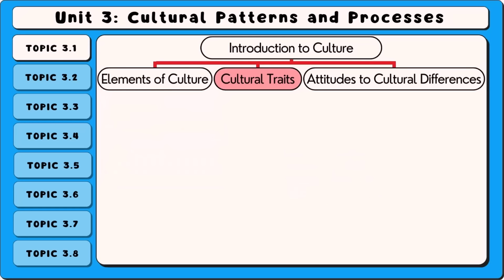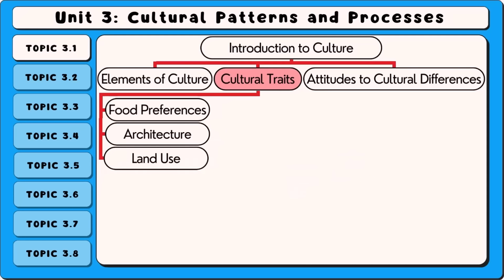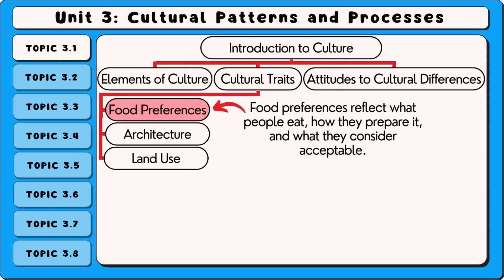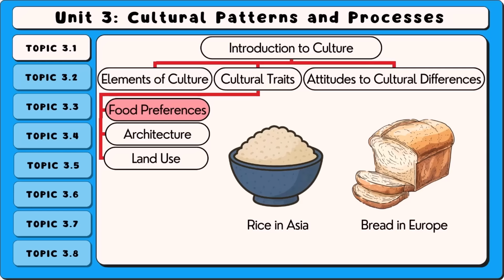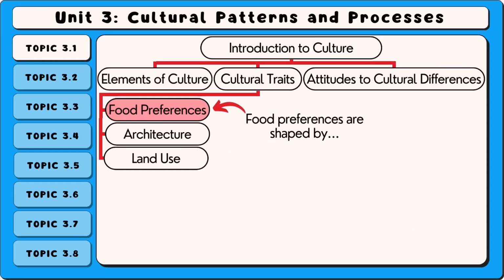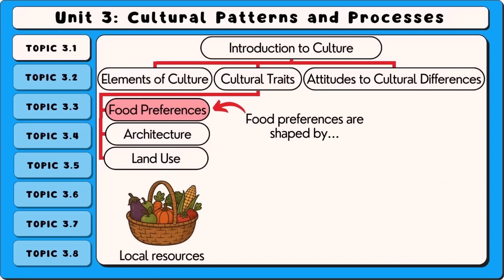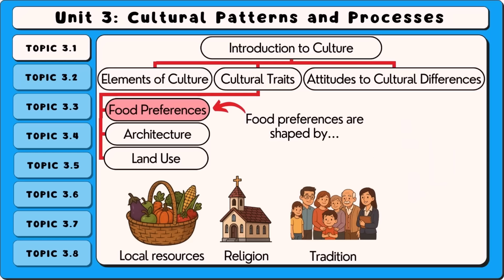Now let's look at cultural traits. There are 3 important cultural traits to understand: food preferences, architecture, and land use. Let's look at each one. Food preferences reflect what people eat, how they prepare it, and what they consider acceptable. For example, rice is a staple food in many Asian cultures, while bread is more common in Europe. Food preferences are shaped by local resources, religion, tradition, and climate.